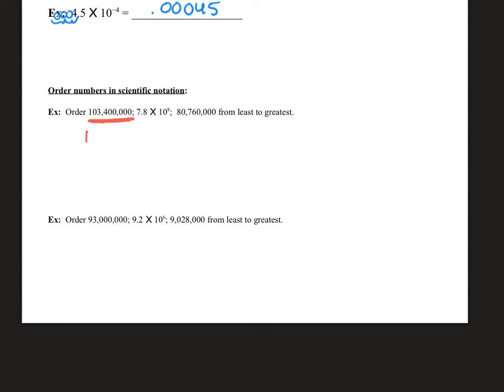103,400,000 would become 1.034 times 10 to the 1, 2, 3, 4, 5, 6, 7, 8. That's one of my numbers. My next number is 7.8 times 10 to the 8th. And then my last number would be 8.076 times 10 to the 1, 2, 3, 4, 5, 6, 7.